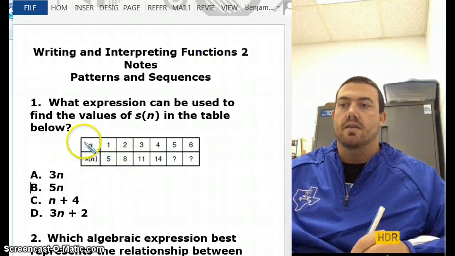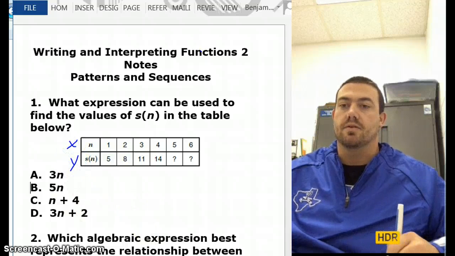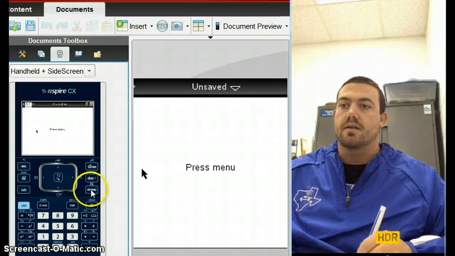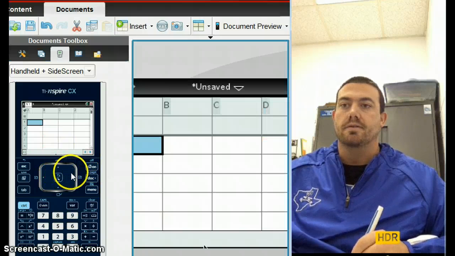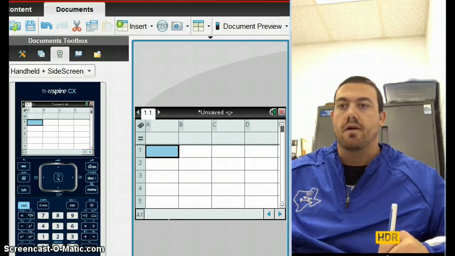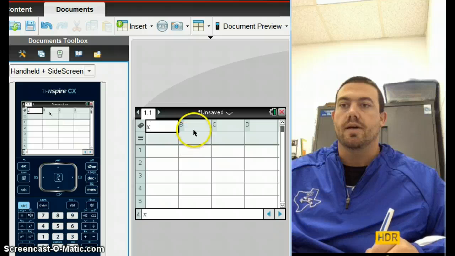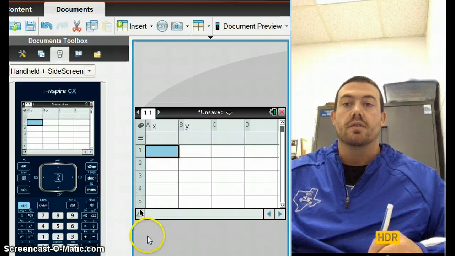So this, remember, is always going to be your x column. This is always going to be your y column. So if I can bring up my calculator, looks like this. Let's go ahead and start that up by doing a document. Alright, golly, that looks big. There we go. Now we can see it. We want to make this column x. We'll make this column y. And then this column is going to start my table.